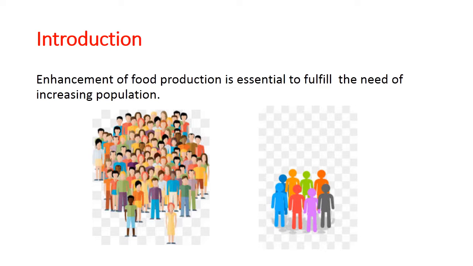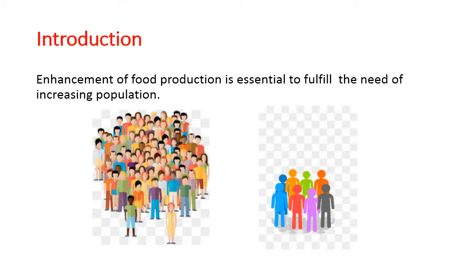You can take the current scenario as an example. The Indian population is increasing at a multiplying rate. Now we have a huge population in our India, so providing food to every individual in our country is not an easy task. It is very challenging because the available land for agriculture is very less.